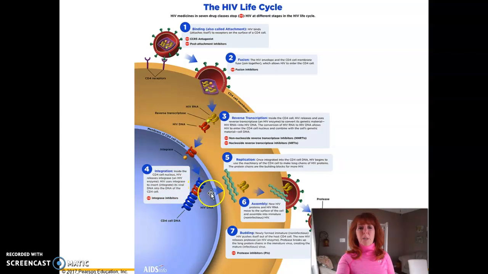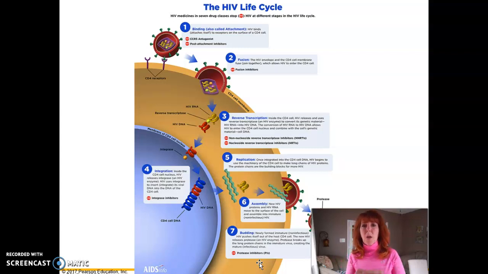And you can see that we're going to go through transcription. We're going to make new RNA, and we're going to make new proteins. Those are going to assemble together, and then they are going to bud off, and new viruses are going to be formed. The last step here, which you can't see in the picture probably because my face is in the way, requires something called protease.